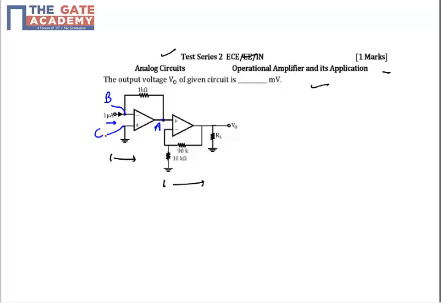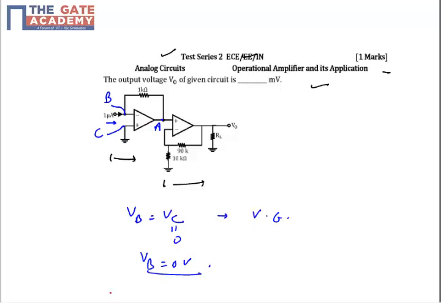So from the virtual ground property, I can say that my op-amp satisfies the virtual ground property. So my VB is equal to VC from the property of virtual ground, right? And what is my VC? VC is grounded, so my VC is 0, so my VB will also be 0.